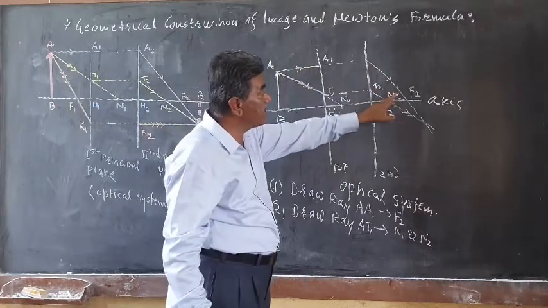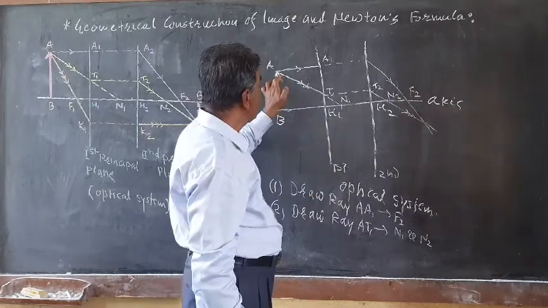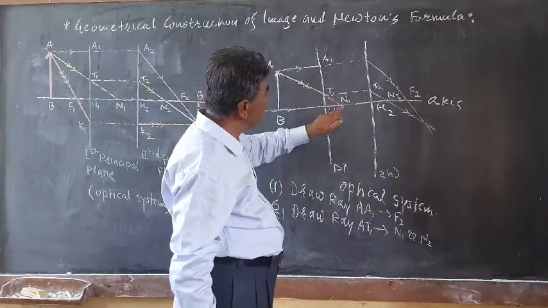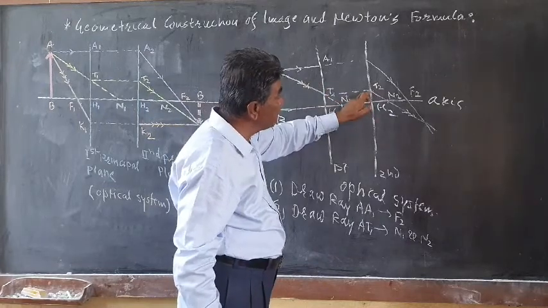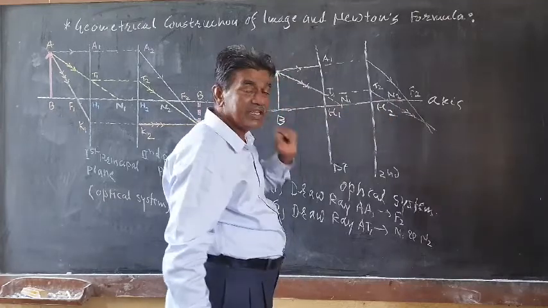After refraction, it passes through the second focal point, as per the definition of the second focal point. Now draw another ray AT1 here, directed towards the first nodal point. After refraction, it proceeds from the second nodal point N2 in a direction parallel to AT1.